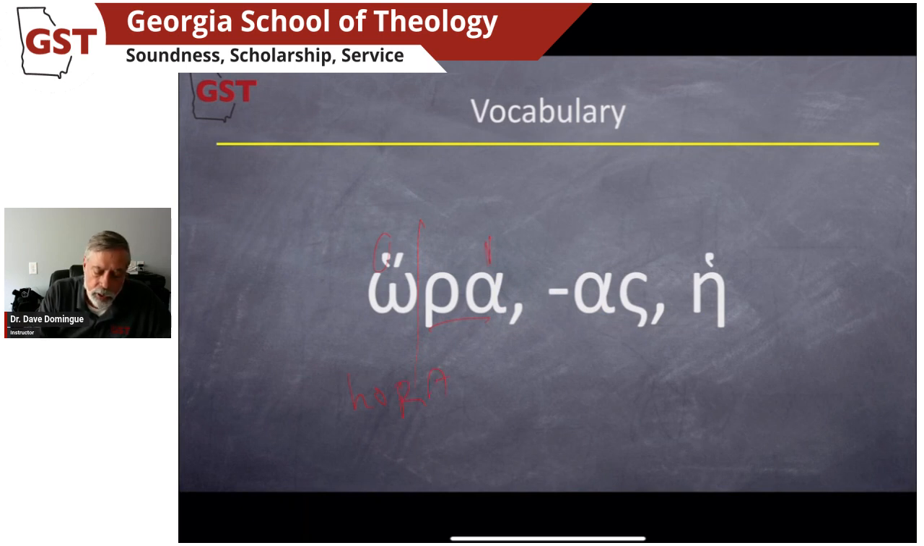Hora is a feminine word, right? Because we see the stem ending, there is no case ending. We're talking about nominative singular because we're looking at the lexicon, and it's going to show us the nominative singular feminine word. The case ending is the alpha or eta, in this case the alpha. So that word hora is feminine. This is the nominative singular form. This is the genitive singular.